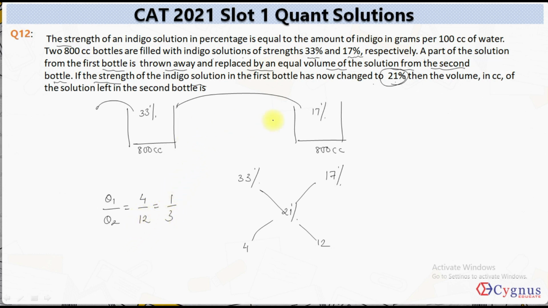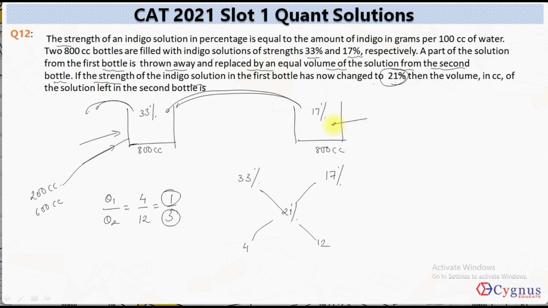And I know that after replacement, the total quantity of this vessel will remain the same, that is 800 cc. So I can say that the first vessel contains indigo solution in water in what ratio? They must be mixed in the ratio of 1:3. So the quantity of first vessel is 1 part and second vessel must be 3 parts. That means I have mixed 200 cc with 600 cc of the second vessel. So 600 cc was thrown away and replaced by the solution from the second vessel.